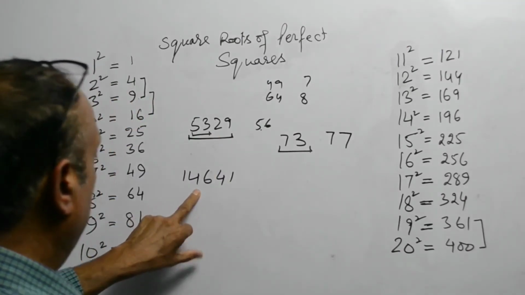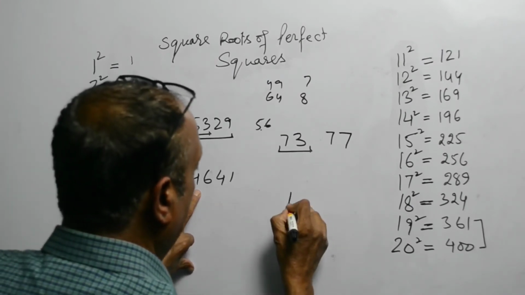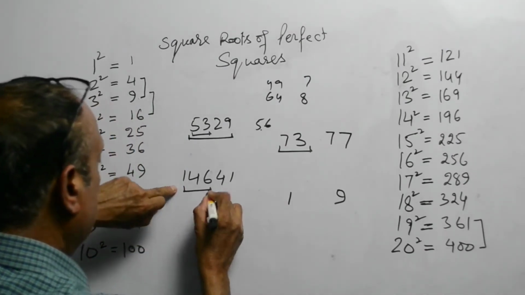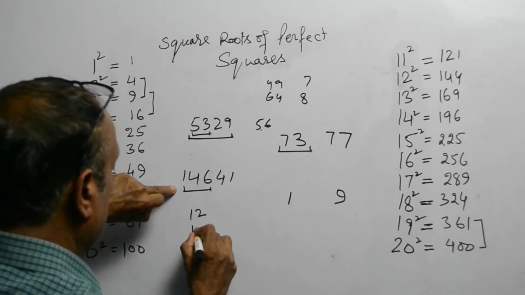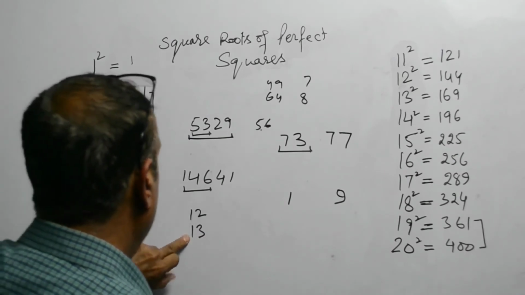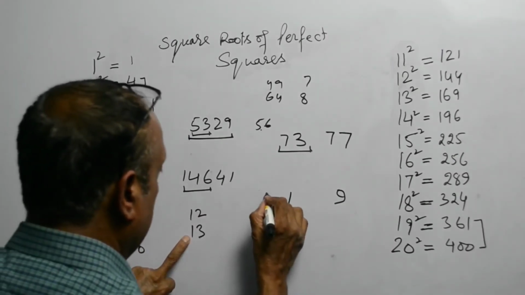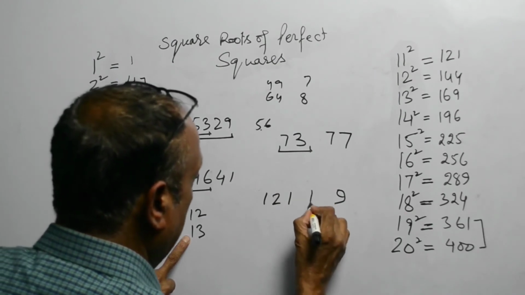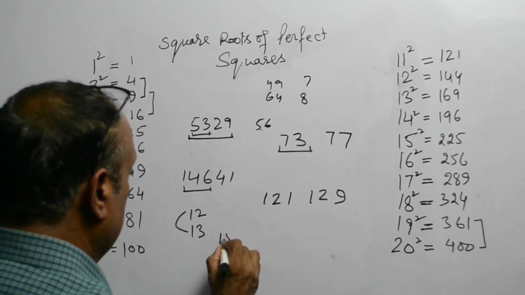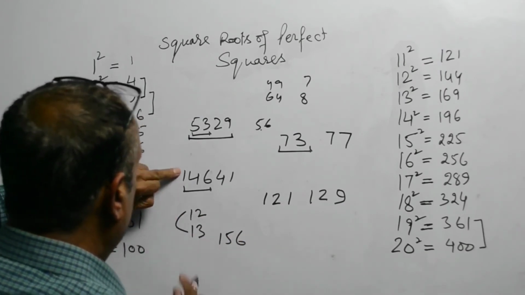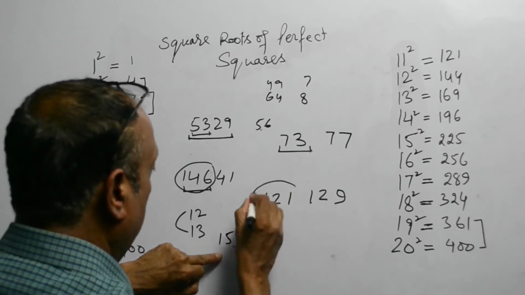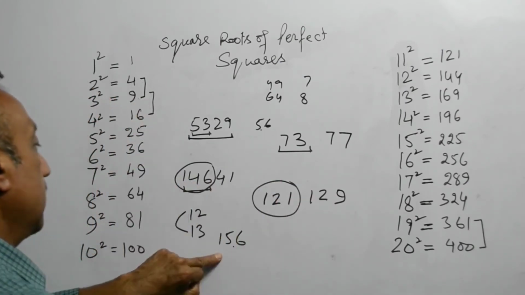Now coming to this, we can get a 1 out of 1 or 9. Now 146. 146 means 12 and 13. Square of 12 and square of 13. So we are taking the smaller one, 121 or 129. When we multiply these two, it is 156. So our number is smaller than this number, so smaller 121 is the under root of this number.